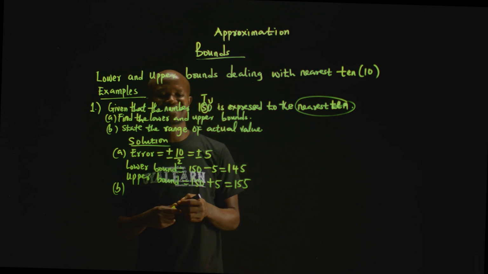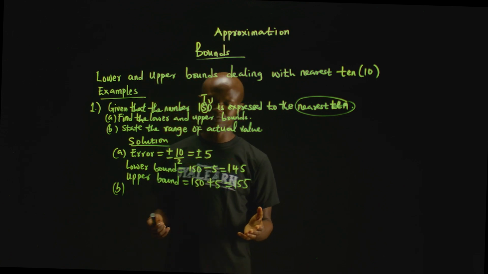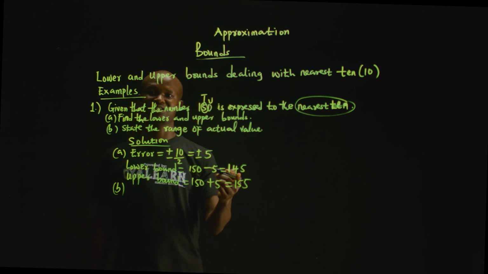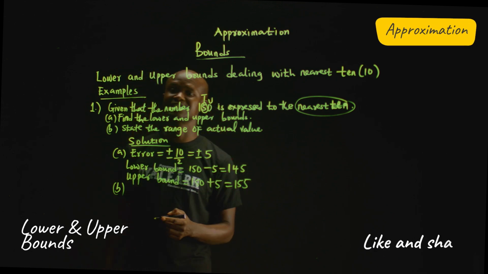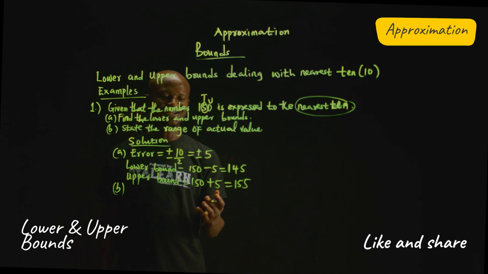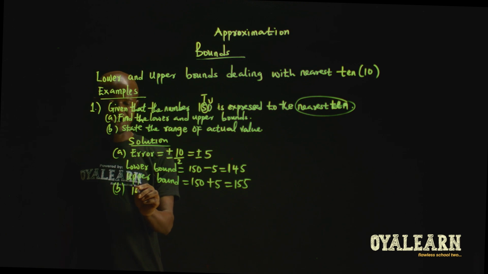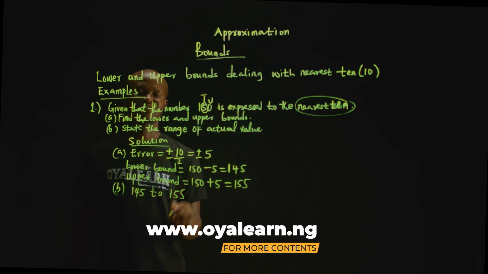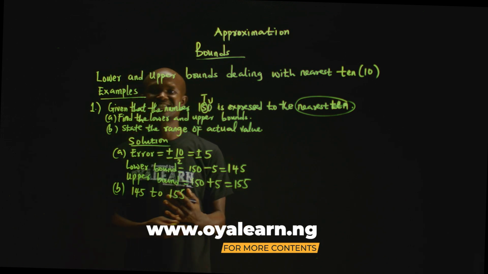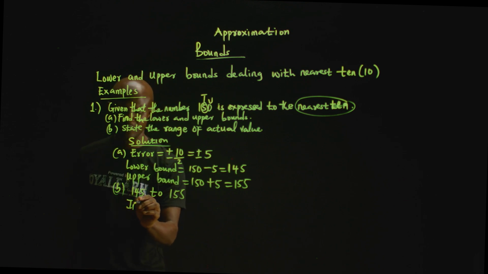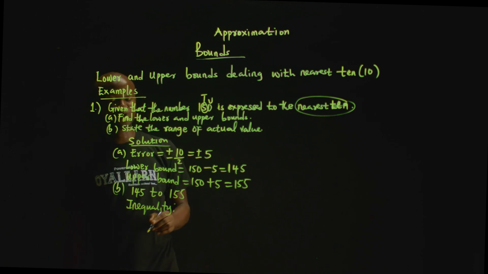Now for part B, state the range of actual value. What will be the range of actual value? We know that the lower limit is 145 and the upper limit is 155. Now we can state the range of actual value by writing 145 to 155. But we can also write it in inequality form.